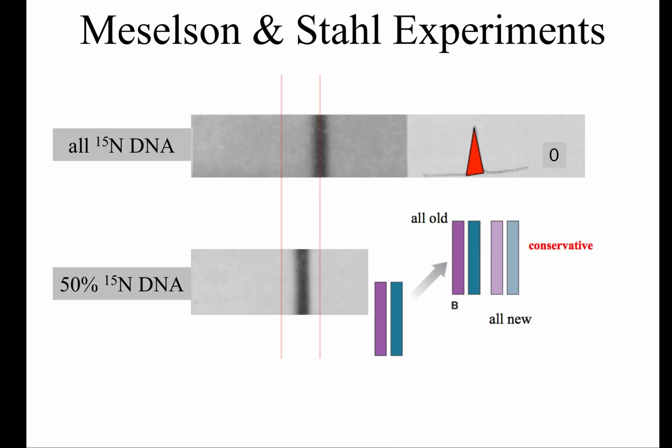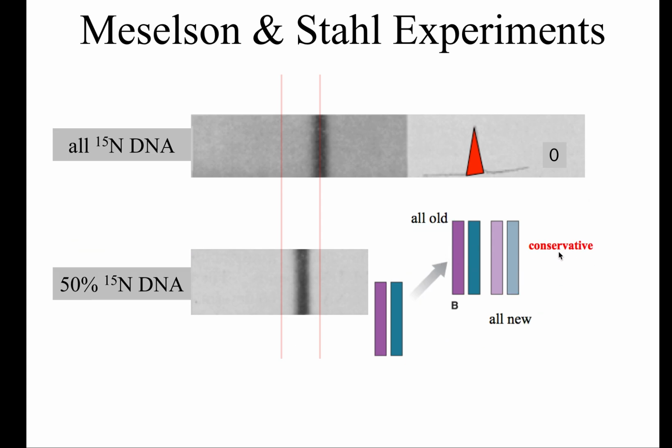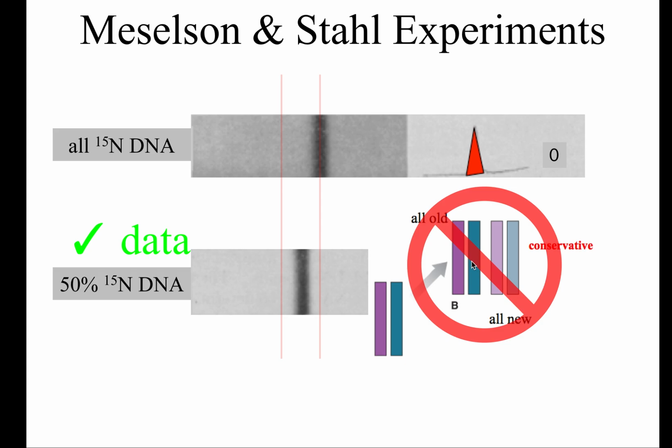All right, so all heavy is what you started with, and here's the result where you got something in between. You don't end up with all light. So if conservative replication was the way to go, you take your old DNA and you make totally new DNA from that, which didn't have any old DNA in it. And that's not what you saw. So here's the old DNA, and the new DNA should be over here, not someplace in the middle. So this conservative replication can't be it.